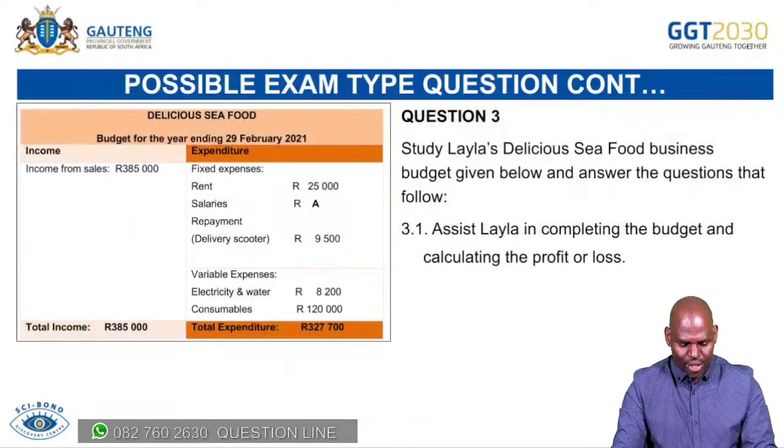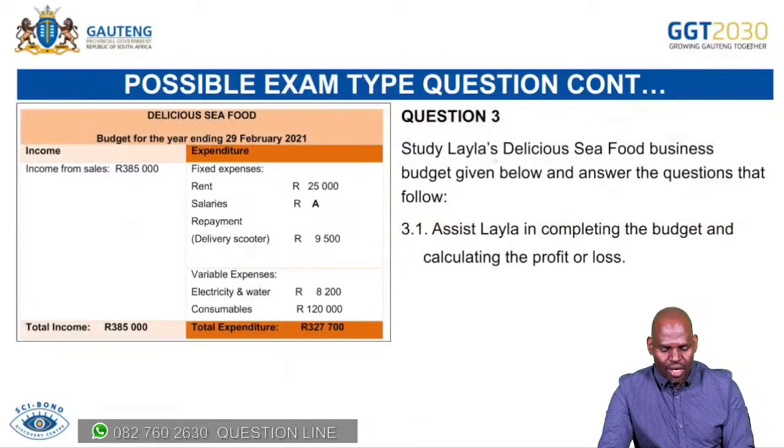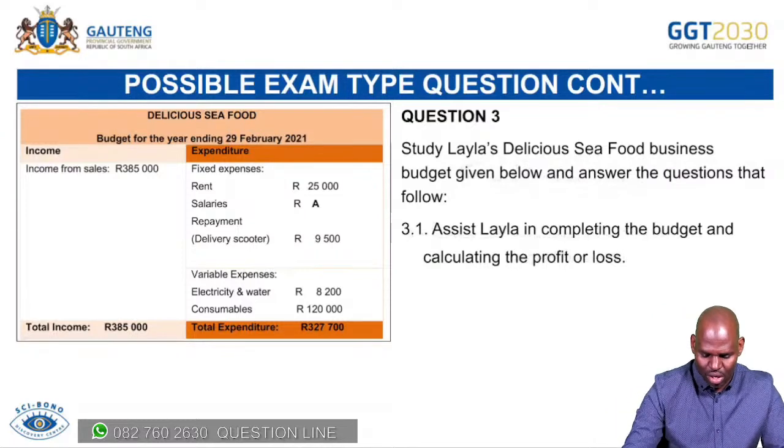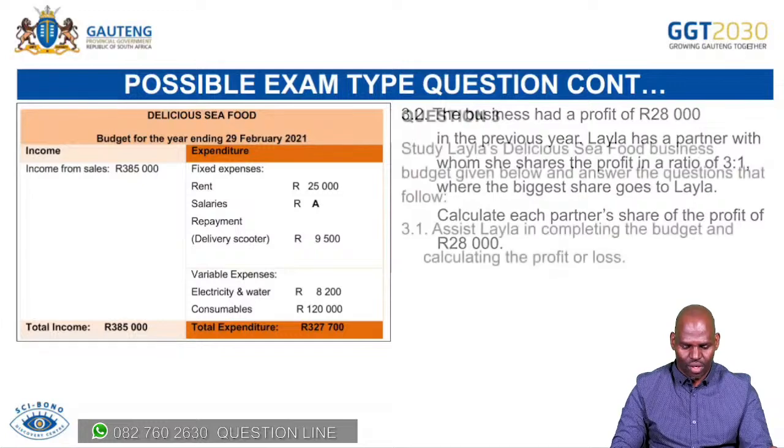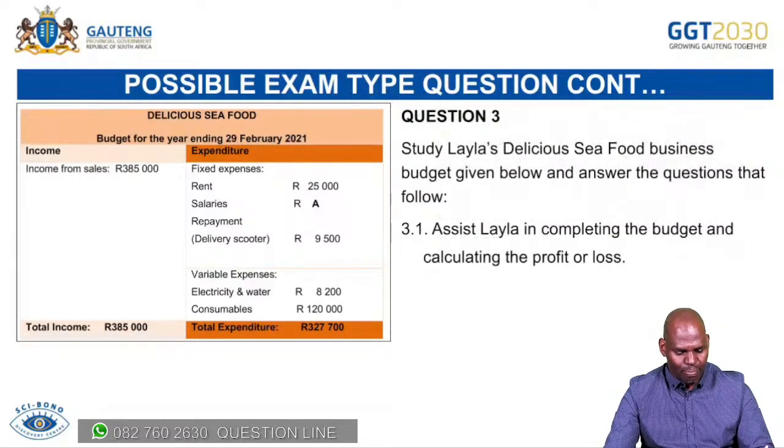Okay, then the next question: study Laila's delicious seafood business budget given below and answer the questions that follow. 3.1, assist Laila in completing the budget and calculating the profit or loss. Okay, so in this case, if we have to complete the budget, we look at the following.